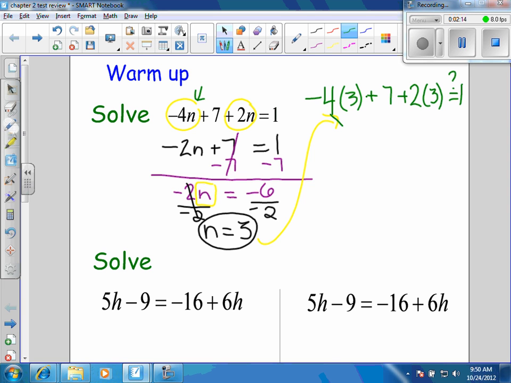So this is negative 12 plus 7, and that's negative 5. Plus 6, that's positive 1. It checks. So don't forget, you'll have to do some checks. I'll ask you to do a couple checks, but not all of them, but you can check everything if you have time. Okay? So let's go to the solving.